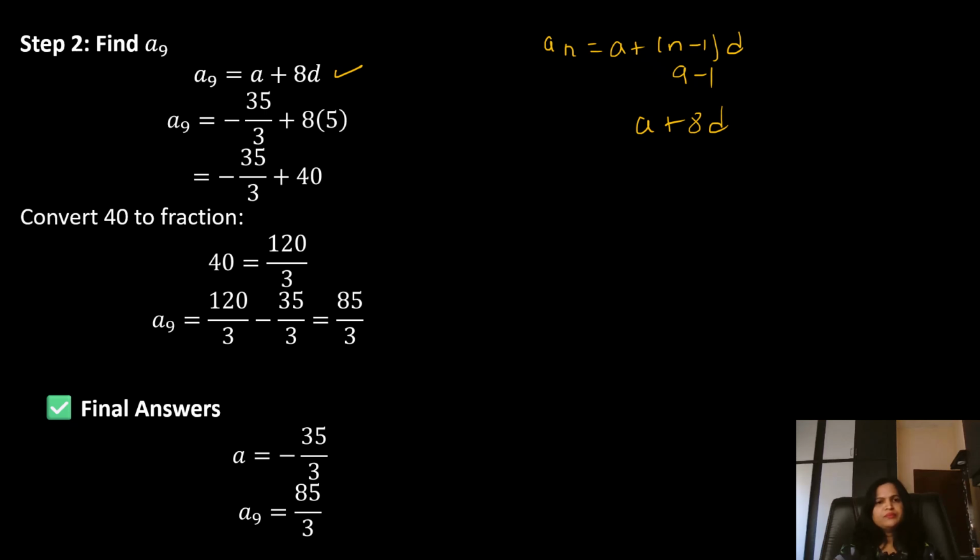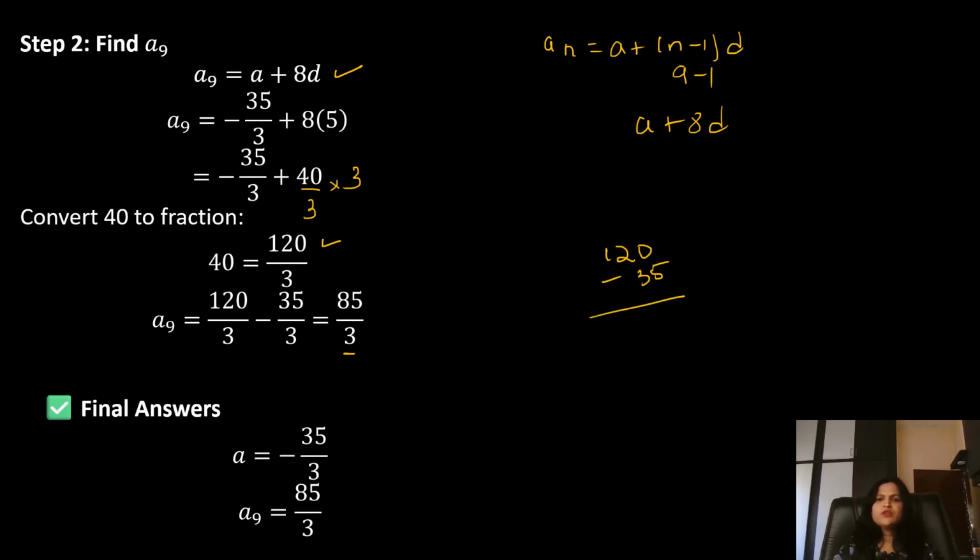Now take the LCM, or convert this 40. I want denominator 3 here, which means multiply the numerator also by 3. 4 threes are 12, that is 120 by 3. So minus 35 by 3 plus 120 by 3, rearranging, a plus b equal to b plus a, 120 by 3 minus 35 by 3. The denominator 3 is common here. Numerator 120 minus 35, how much is it?